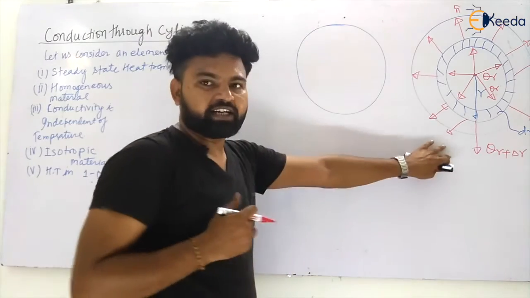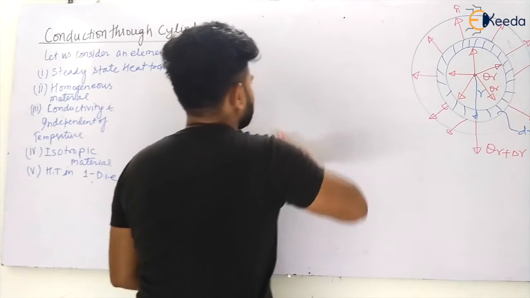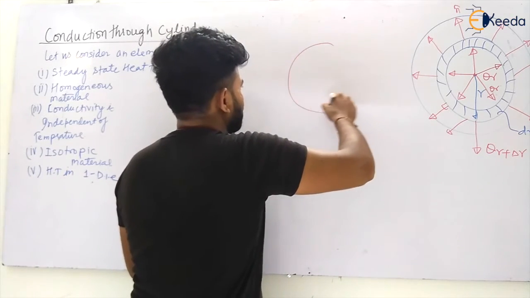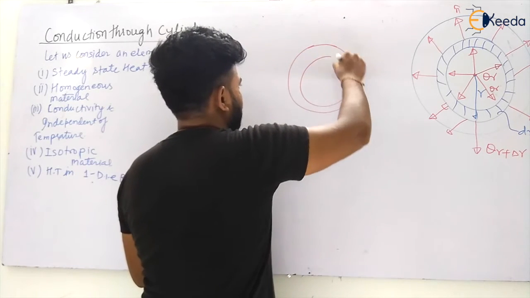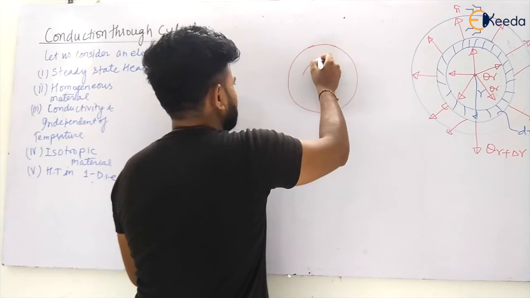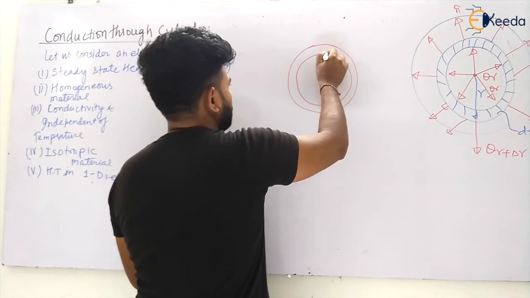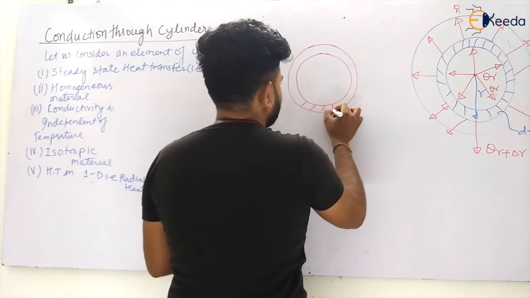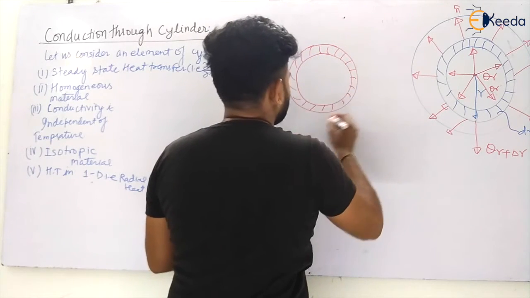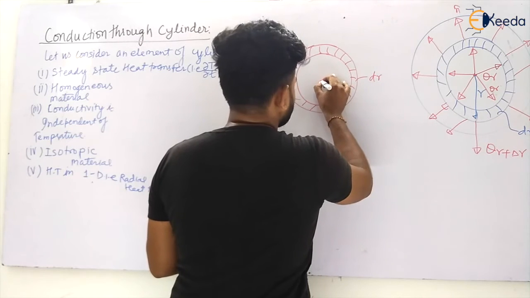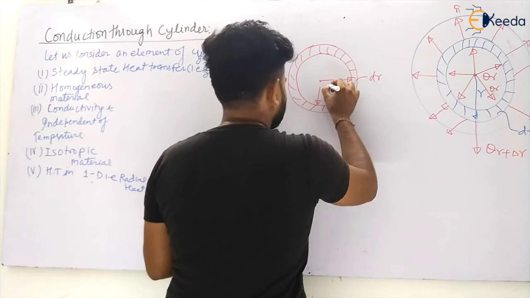Now, heat transfer is occurring in the element like this. Let us see what will happen if I take this element out. So I am taking this element out. This is your element, my dear students. This is your dr, again this is your r, and heat transfer is occurring like this.